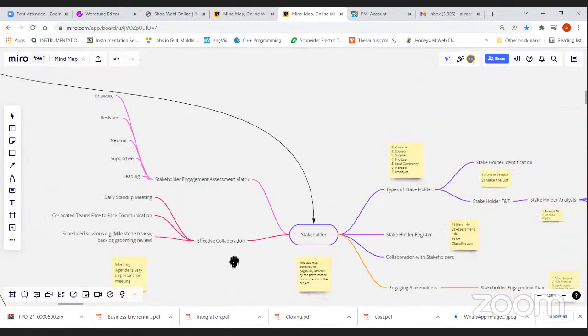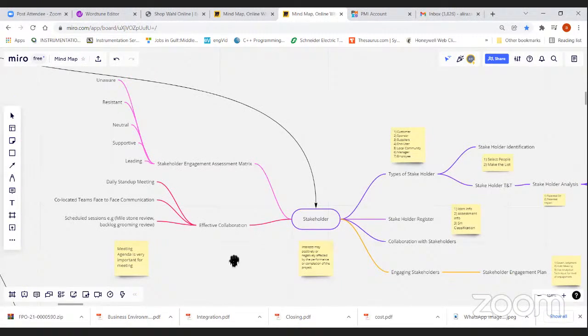Yeah, so this is basically the stakeholder engagement assessment metrics level. So we have the unaware, resistant, neutral, supportive, and leading. And then we have the effective collaboration, where we have the daily stand-up meeting, co-located teams, face-to-face communication, and then schedule sessions, for example, milestone review and backlog review.